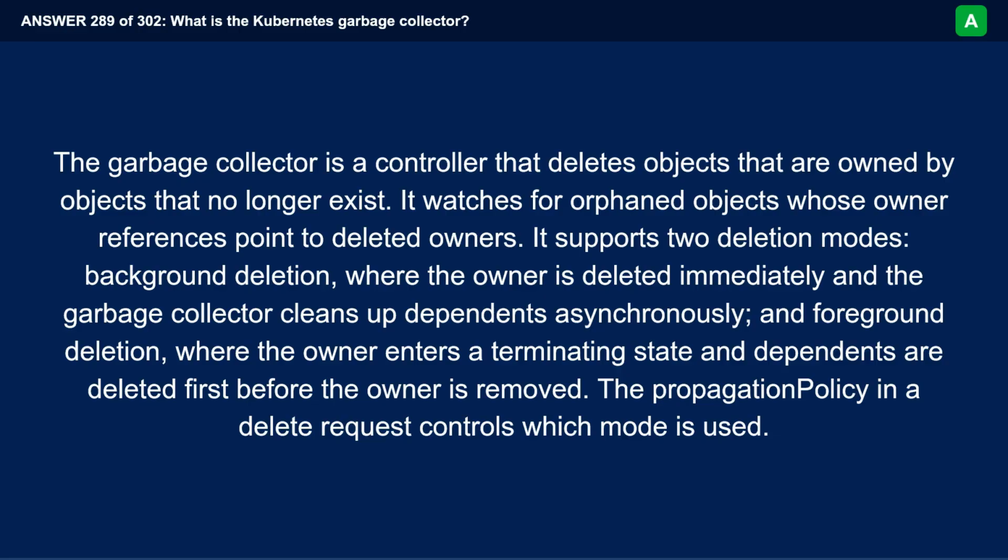It supports two deletion modes: background deletion, where the owner is deleted immediately and the garbage collector cleans up dependents asynchronously, and foreground deletion, where the owner enters a terminating state and dependents are deleted first before the owner is removed. The propagation policy in a delete request controls which mode is used.